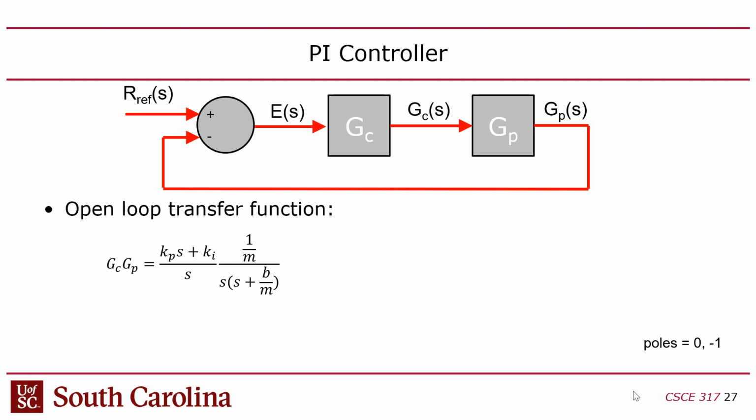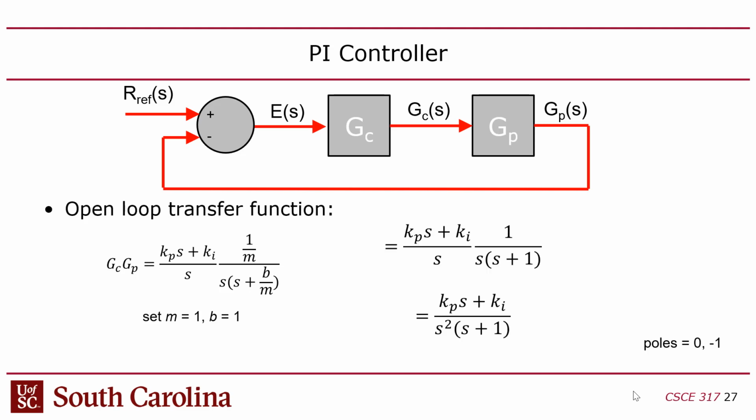In this lecture, I'm going to try to come up with good values analytically. I am going to set B to 1 and M to 1, the mass and the friction for the coin, so I'm setting those arbitrarily. Once you set those, you get the following total open loop transfer function: (KP S plus KI) over S squared times (S plus 1).